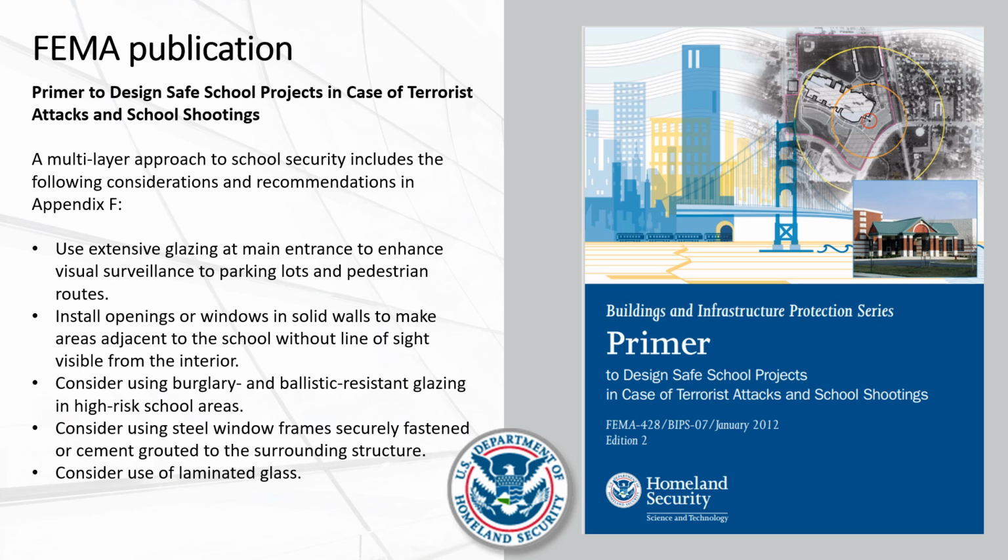In 2012, the U.S. Department of Homeland Security published a 370-page primer on designing safer schools in case of terrorist attacks and school shootings. It outlines a multi-layer approach to school security, including design recommendations, including using extensive glazing at main entrances to enhance visual surveillance to parking lots and pedestrian routes, installing openings or windows in solid walls to make areas adjacent to the school without line of sight visible from the interior.